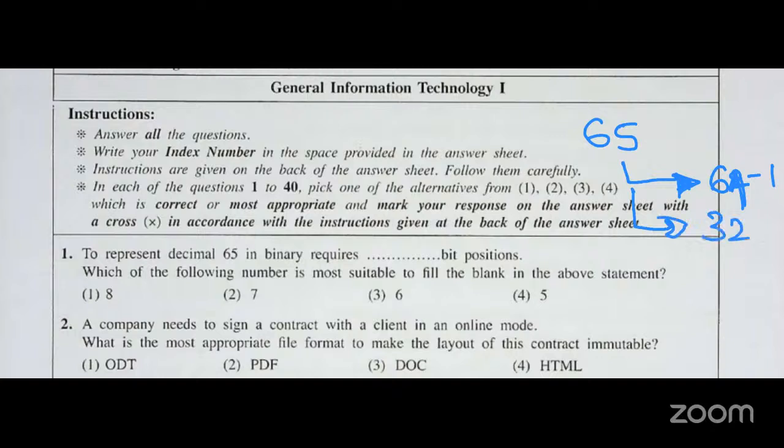So the next one is 32. Do you need 32? No. Do you need 16? No. Do you need 8? No. Do you need 4? No. Do you need 2? Obviously, no. So the final one is, do you need 1? Yes. So what is the answer, kids?